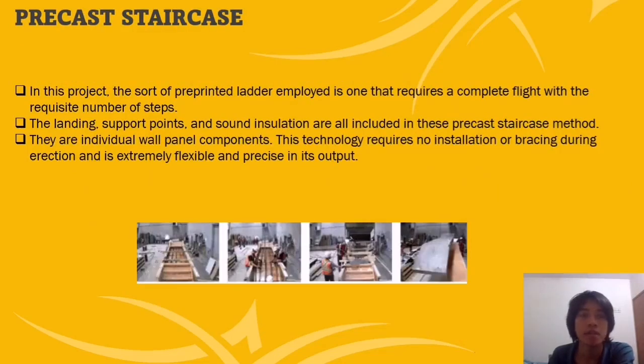The second component is precast staircase. In this project, the sort of precast stair employed is one that requires a complete flight with the requisite number of steps. The landing, support point, and some insulation are all included in this precast staircase method. There are individual wall panel components. This technology requires no installation or bracing during erection and is extremely flexible and precise in its output.